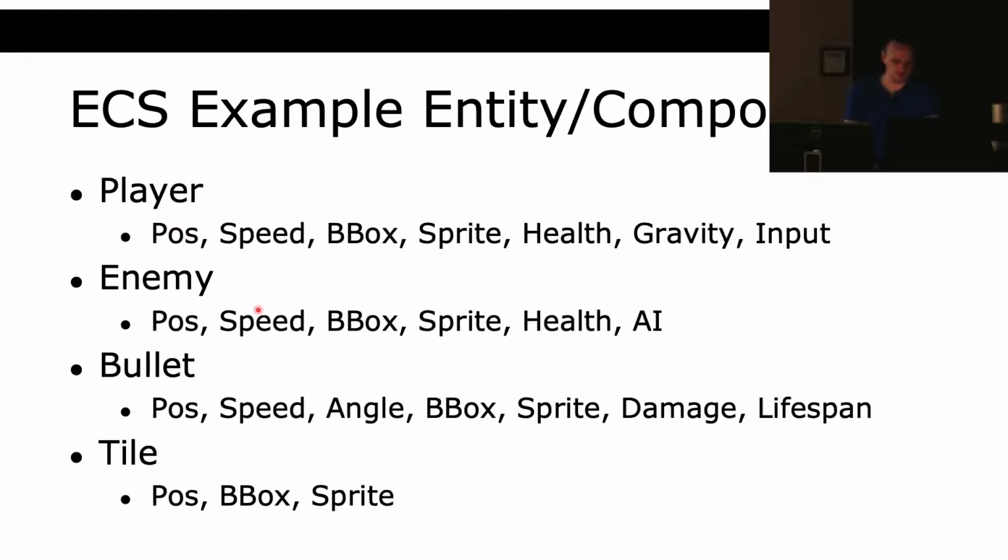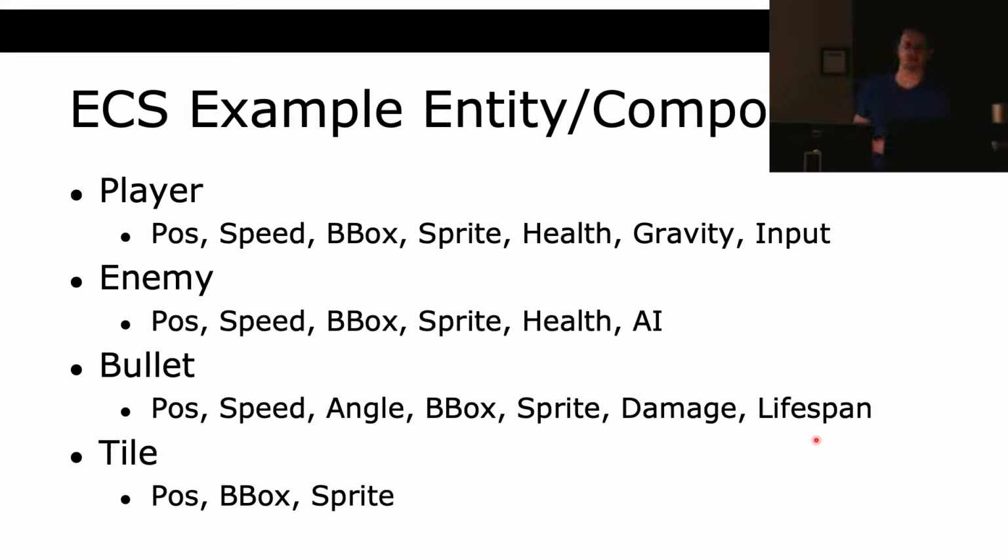So we talked about player and enemy. What would a bullet have? Well, a bullet would have to have a position, a speed, an angle. Maybe the bullet is traveling at an angle like it will in assignment 2, a bounding box, a sprite that gets drawn, an amount of damage that the bullet deals. So you could attach a damage component, as well as maybe a lifespan component.